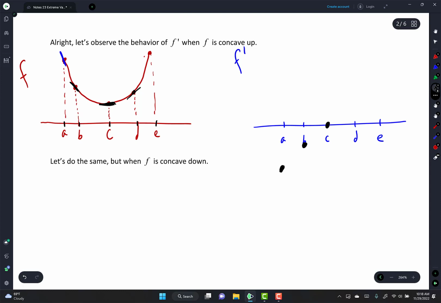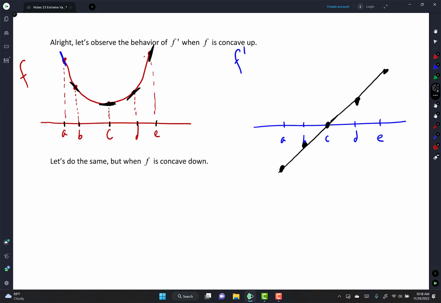At D, I better be positive. Do we see that, guys? And then at E, it better be a bigger positive number. And we have this. This is f prime, my derivative curve. Are we okay with that?